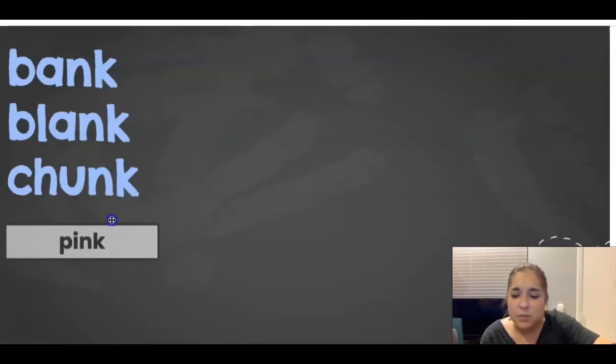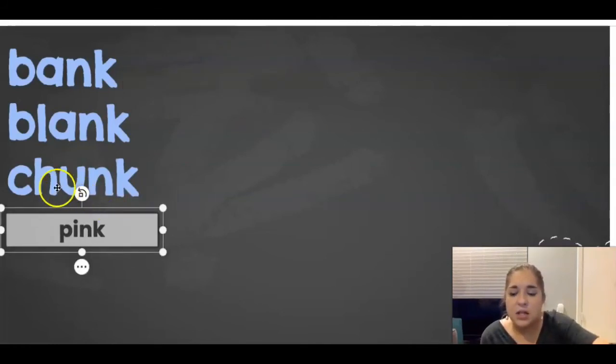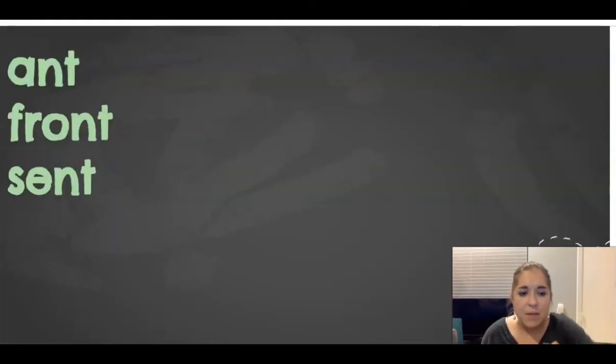And I also want to point out here, I also have some consonant clusters and blends. I have the ch at the beginning of chunk and the bl at the beginning of blank. And my last consonant cluster group I want to look at is ant, front, and scent. Each word ends with an N and a T, and they're put together, but they make two sounds, N and T. So, ant. Remember that when you're sounding out words with consonant clusters or any word, you need to stretch it out slowly so that you hear all of the sounds and you don't miss one.